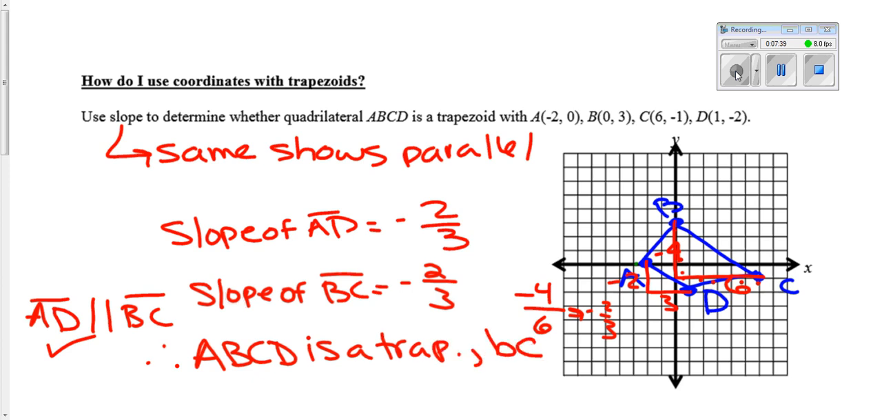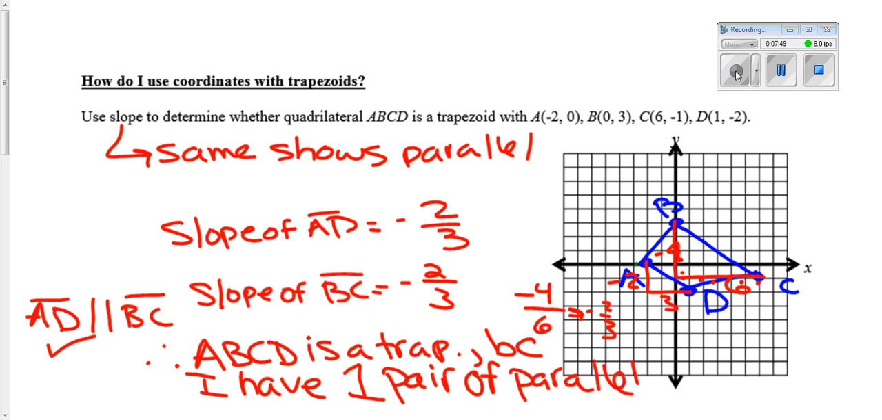Why? Because I have one pair of parallel sides. So it's not just saying it is, it's understanding why. To prove a trapezoid, you'll need one pair of parallel sides. And I proved that by showing that one pair had the same slope. Okay.